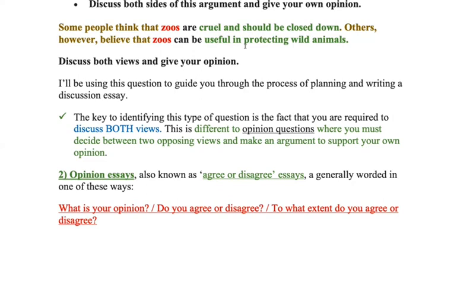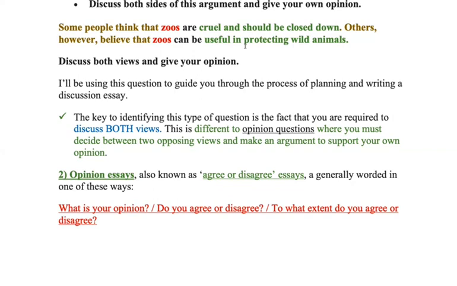So now I will be using this question to guide you through the process of planning and writing a discussion essay. The key to identifying this type of question is the fact that you are required to discuss both views, as I said earlier. So discuss point A and point B, and then give us your opinion. This is different to opinion questions, where you must decide between two opposing views and make an argument to support your own opinion. So in a discussion essay, you will discuss two views and give your opinion, okay?